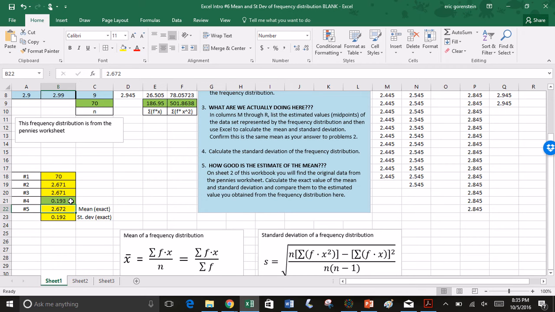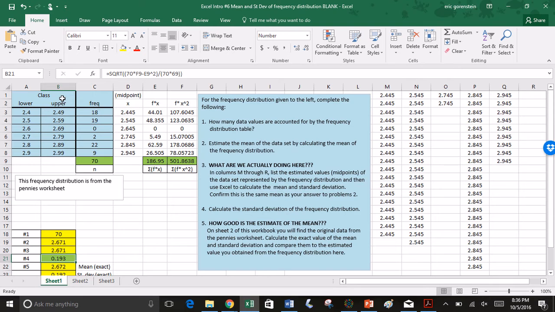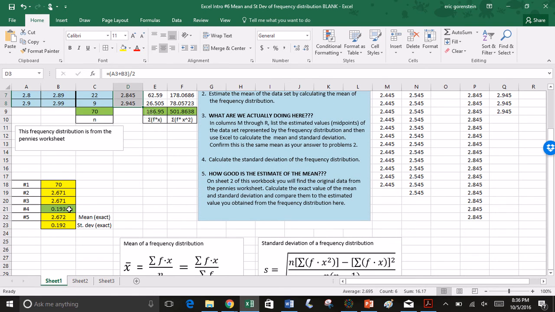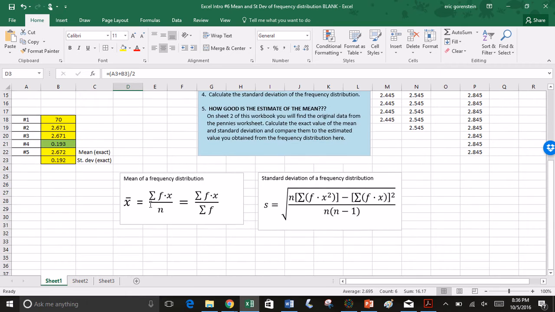And so there again, here's the exact sample standard deviation, 0.192. Here's our estimate, 0.193. And again, this estimate in number 2, estimate of the mean, number 4, estimate of the standard deviation, is coming from this frequency distribution that contains none of the original data. We're just using estimated values. So all 70 values are gone. These are our estimated x values, and we're able to get estimates that are within 1/1000th of the actual exact values for mean and standard deviation. Okay, that about does it for this one.